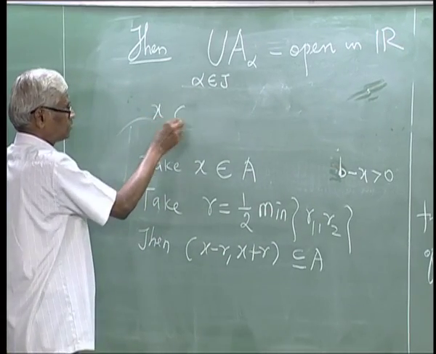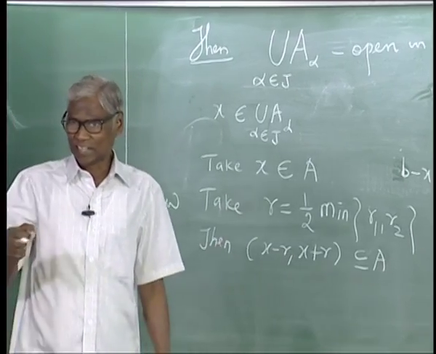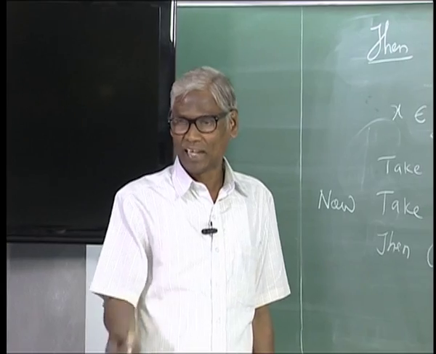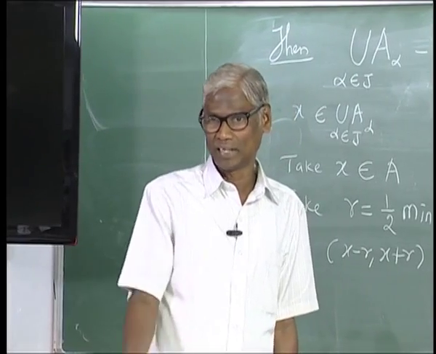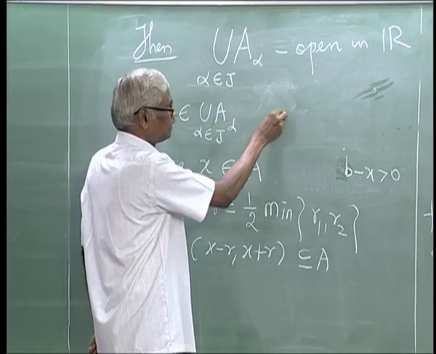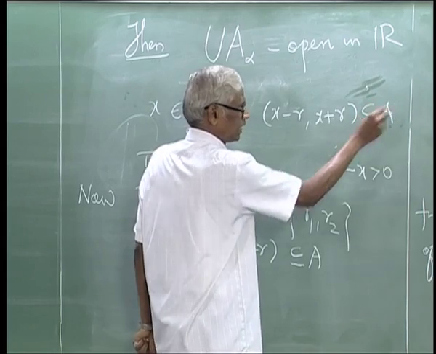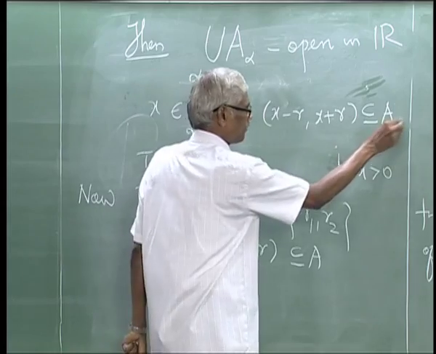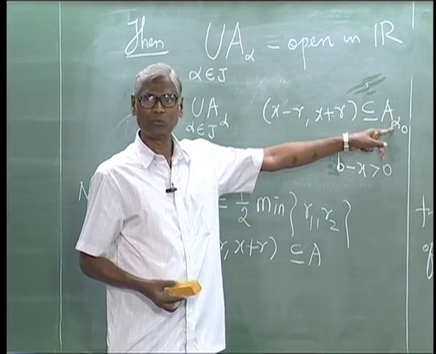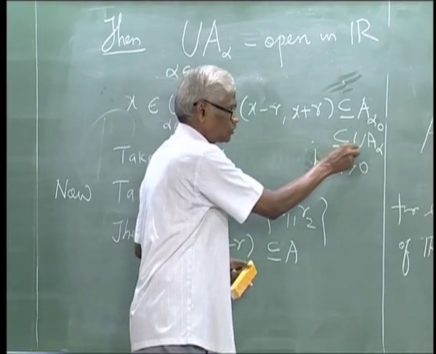Again, take X belongs to the union of A alpha, alpha belongs to J. Then X will be in at least one A alpha. That A alpha is open. Hence, there exists an R greater than 0 such that the open interval X minus R, X plus R will be a subset of that particular A alpha, say alpha naught. Then, because A alpha naught is open, this is a subset of the union of A alpha, alpha belongs to J.